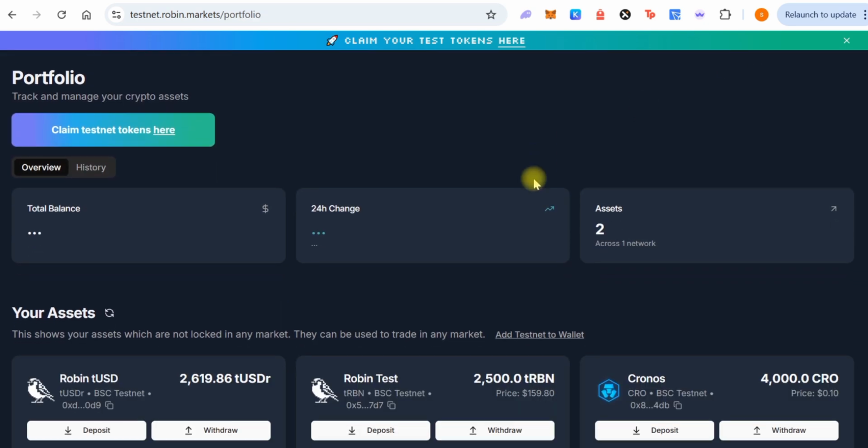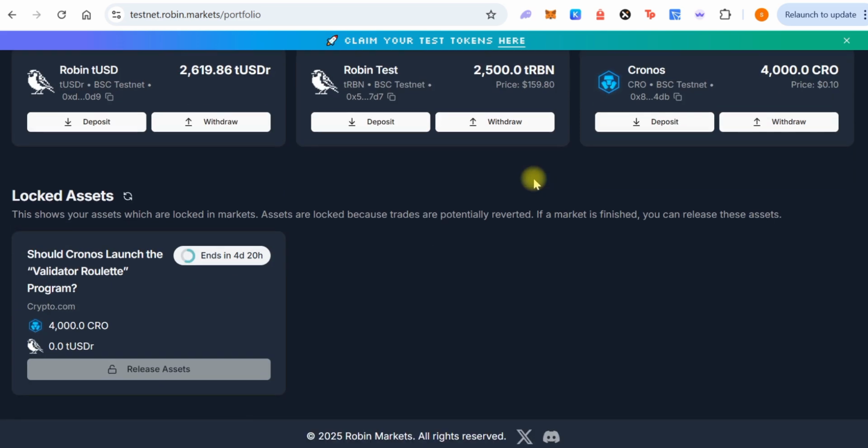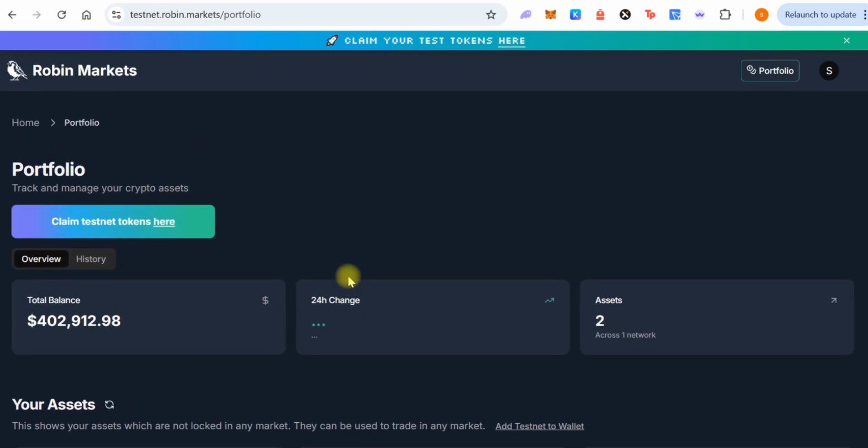Okay, so let's go to portfolio. If you scroll down, you can see that I have a locked asset of 4,000 CRO, meaning if this market passes, I get to keep that 4,000 CRO that I bought at a cheaper price. But if it fails, I will not keep the 4,000, rather I would get back the 360 USDR that I invested. So that's it, guys.